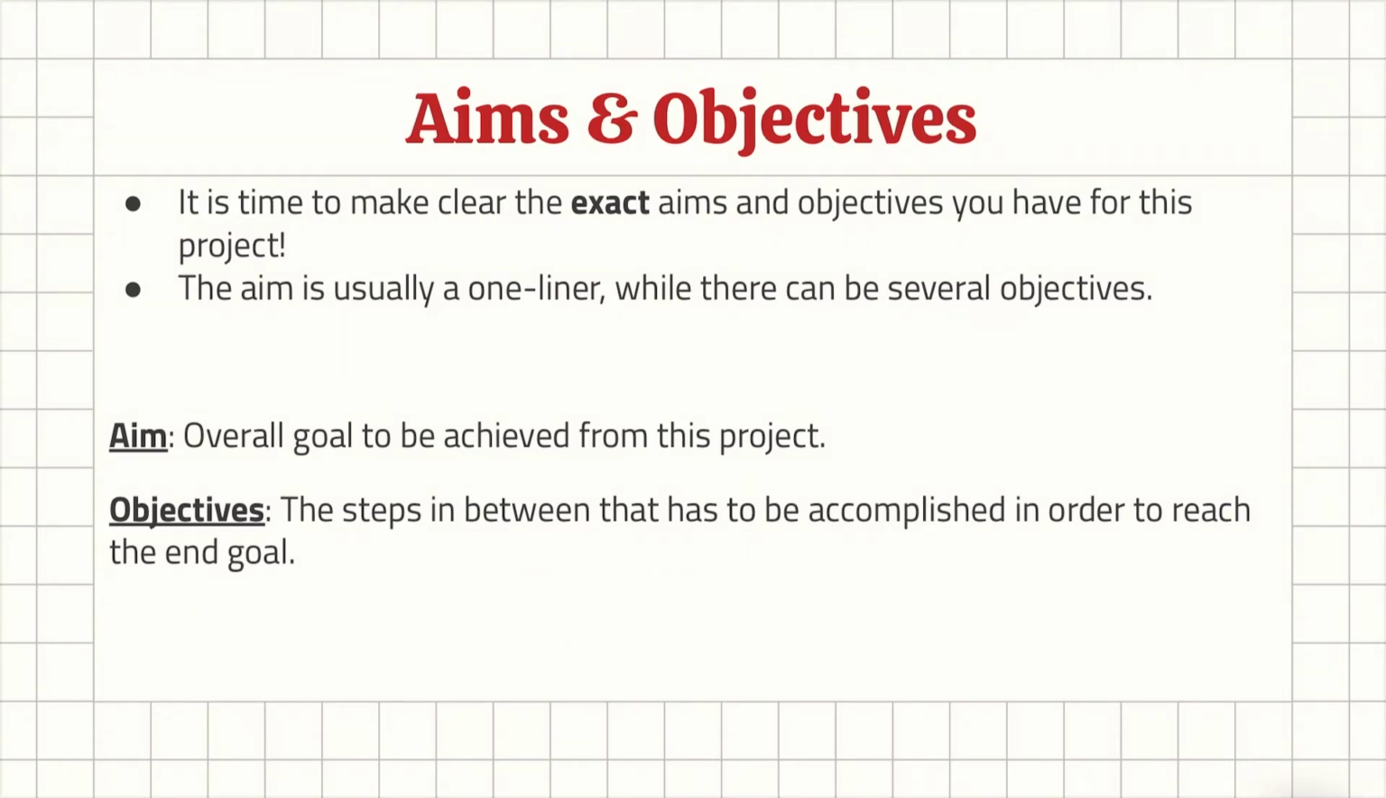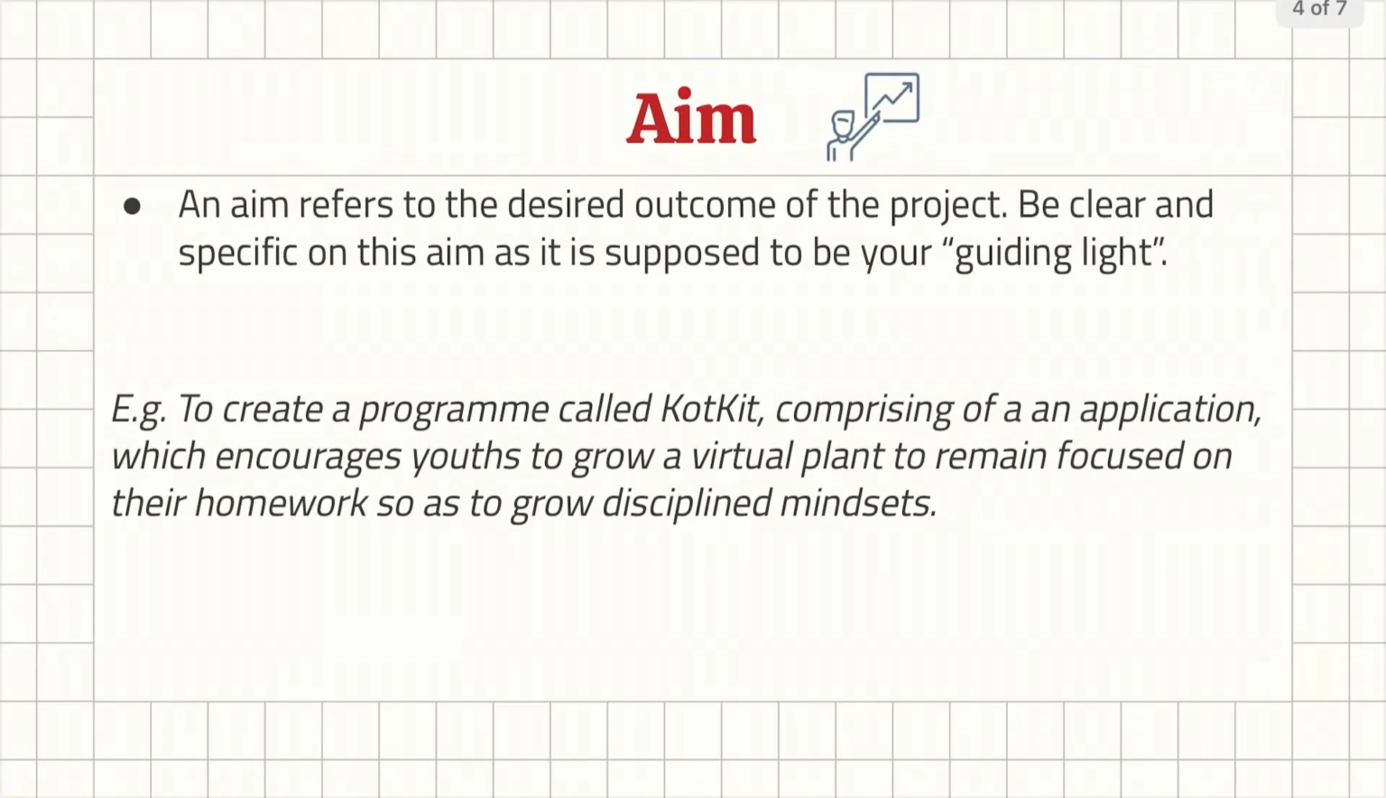So it is time to make clear the exact aims and objectives you have for this project. Your aim is usually a one-liner, while there can be several objectives. So we'll see how this works later on. Your aim, in essence, is like an overall goal that you want to achieve from this project. For example, inculcate better eating habits or better sleep patterns amongst, let's say, youths or teenagers. Whereas your objectives are basically the steps in between that have to be accomplished in order for you to actually reach this aim, or this end goal that you have. So I'll lay out some examples after this.